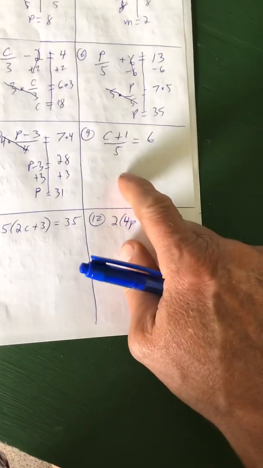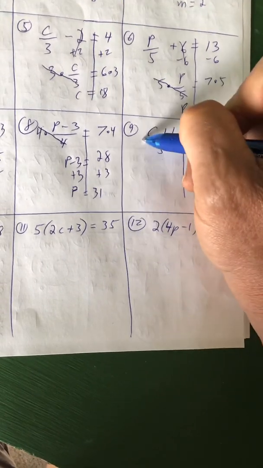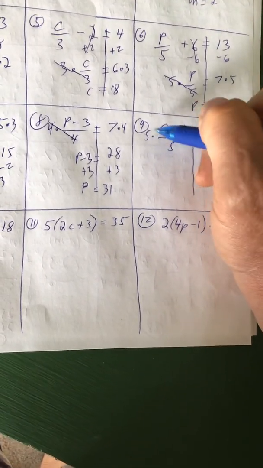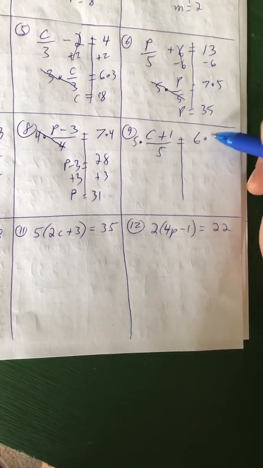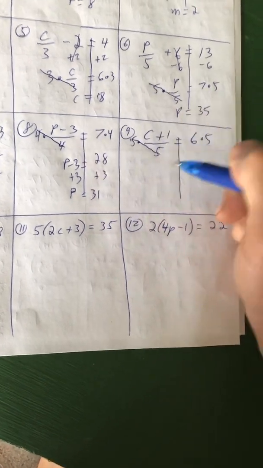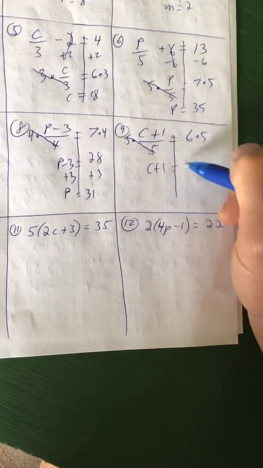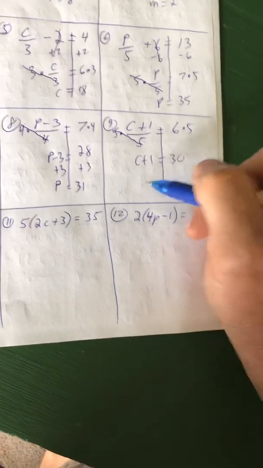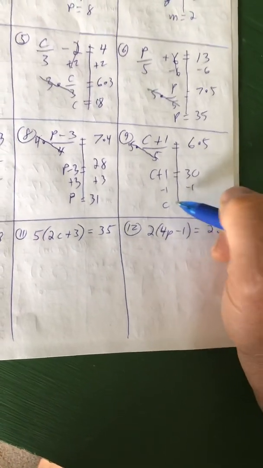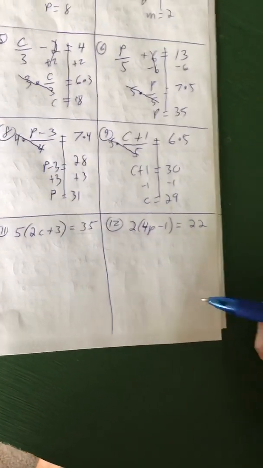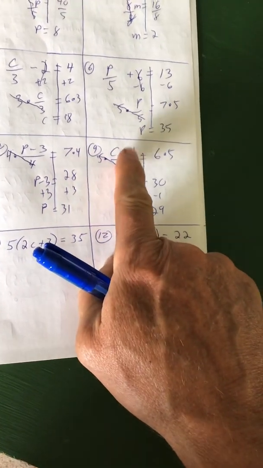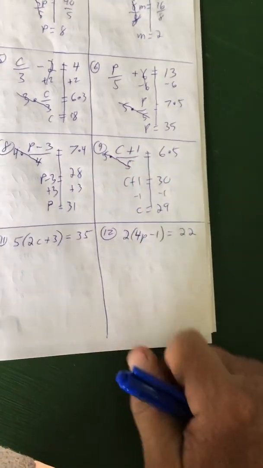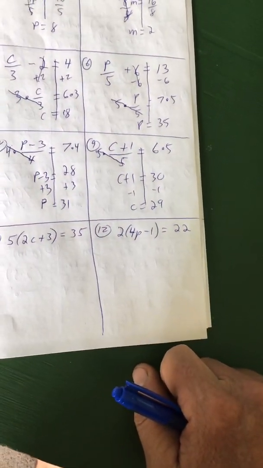You hit pause, do it. I'm going to multiply by 5, big dot. I'm going to multiply by 5. The 5's cancel. C plus 1 equals 30. And then minus 1, C equals 29. 29 plus 1 is 30, divided by 5 is 6. I'm right, and I know I'm right.